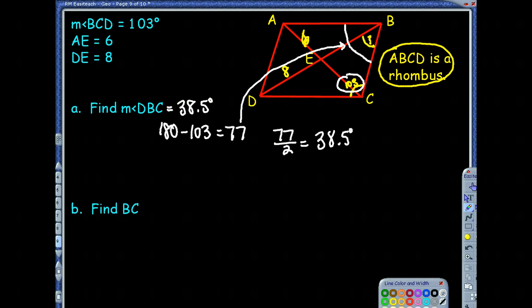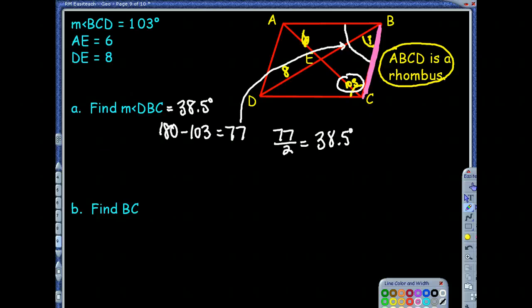Now, moving on to a segment. We're trying to find the measure of segment BC, this segment right here. The fact that they gave us AE and DE probably means something to this problem. I noticed that those two don't involve the actual sides directly. Those are parts of the diagonals, so I have to think about what I know about the diagonals in a rhombus, because that's what they're labeling. They're giving it to you for a reason.